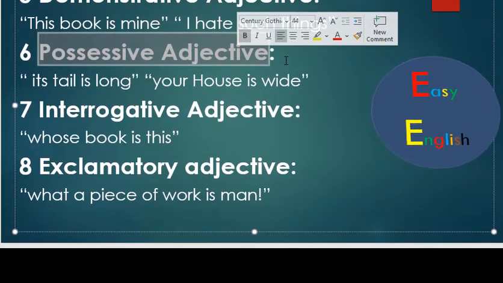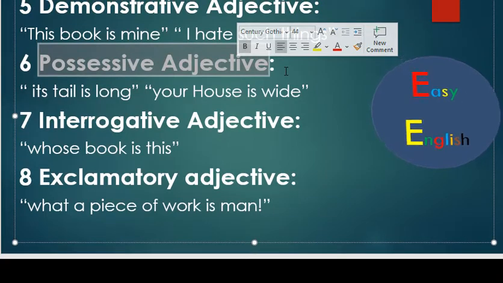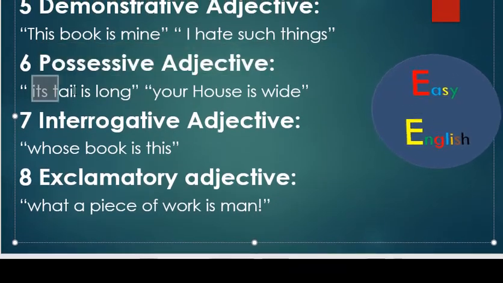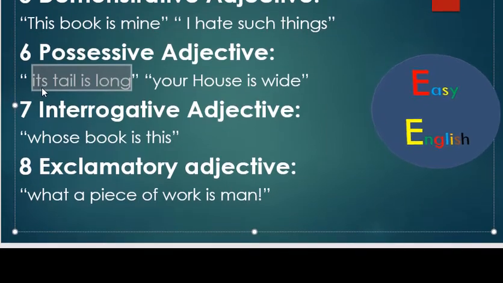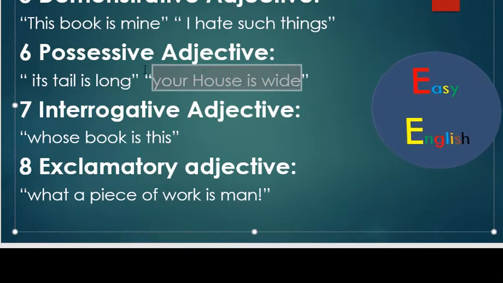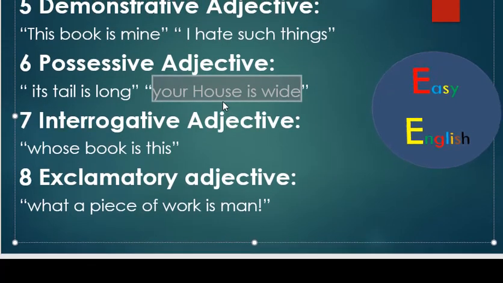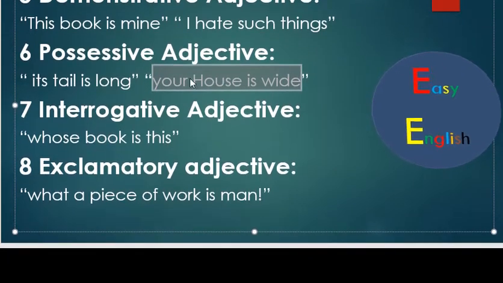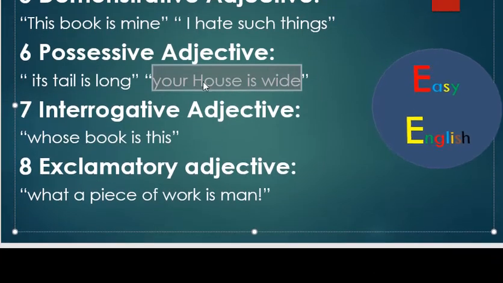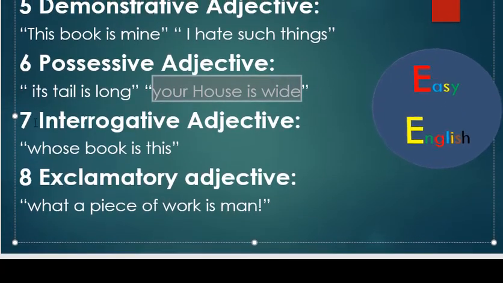The next one is possessive adjective, which shows possession. Ownership is shown by a possessive adjective. For example, its tail is long. Here its tail shows the possession. And your house shows a possessive adjective, which describes a noun to show ownership.